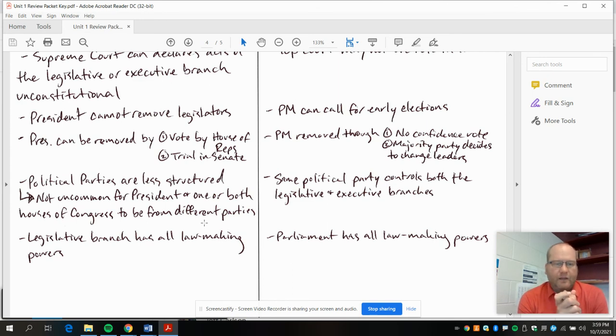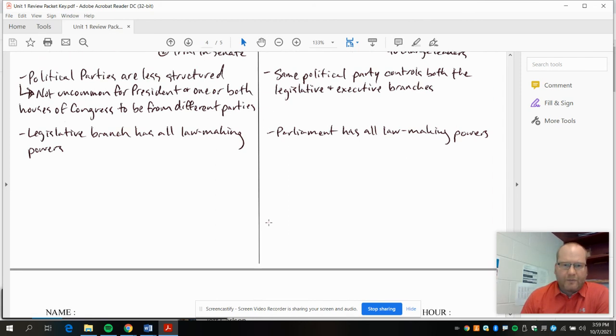And then lastly, in a presidential system, the legislative branch, so our Congress, has all the lawmaking powers. They're the ones that write the laws. They make the laws. The president has the power to veto them and stop them, as does the Supreme Court. But the legislative branch are the people that make the laws. In a parliamentary system, same thing. Parliament has all the power to make laws. They're the people that are supposed to be doing that.